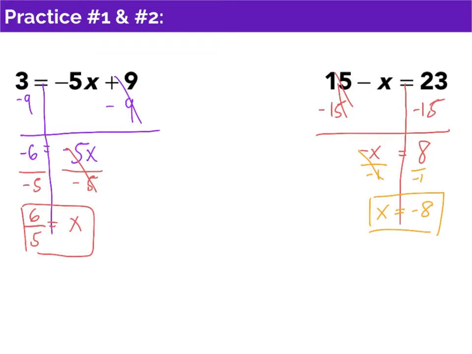How did you do? Were you able to get both answers that I got? Notice on one side I left my answer as an improper fraction, 6/5. If you turned it to a decimal, that would be okay. If you did, you would have gotten 1.2 equals x. Since the problem did not tell you whether to write your answer as a fraction or a decimal, both would be acceptable, but it's a very, very good idea to get in the habit of writing your answer as an improper fraction. On the right-hand side, hopefully you got x equals -8.